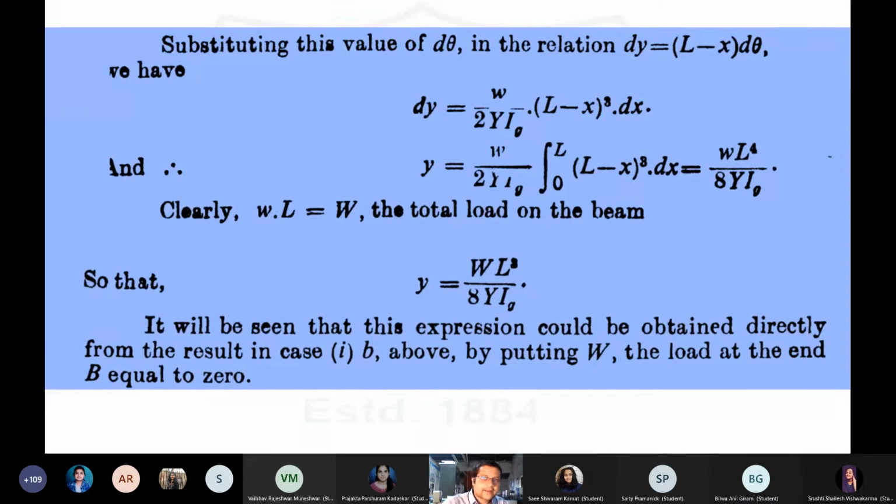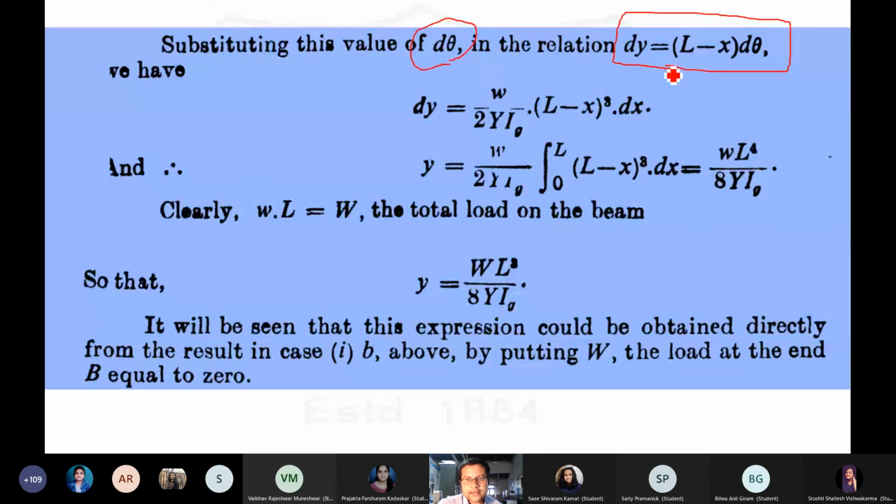So how do we write that? Again substituting that d theta over here as (L minus x) into d theta. That's a similar consideration, similar relations to what we wrote in case 1, and here also we are writing the same thing but with a different bending moment.